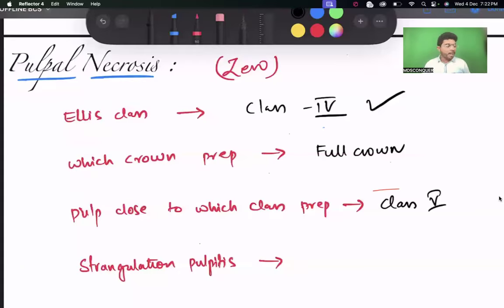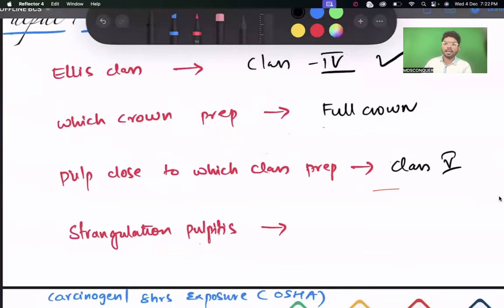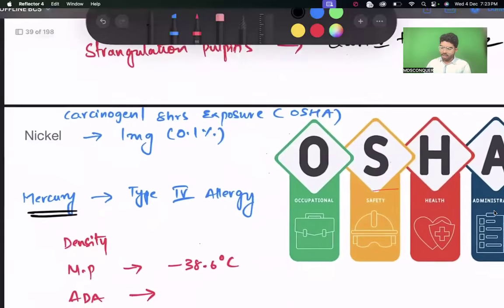Any idea about strangulation pulpitis? Where do you see strangulation pulpitis? Yes, strangulation pulpitis is seen in class 5 plus calcium hydroxide. So whenever you keep calcium hydroxide very close to pulp in a restoration like a class 5, there is a type of pulpitis called strangulation pulpitis. It means this calcium hydroxide is going to decrease the blood supply to the pulp in that particular area. That is called strangulation pulpitis. Okay, nice.